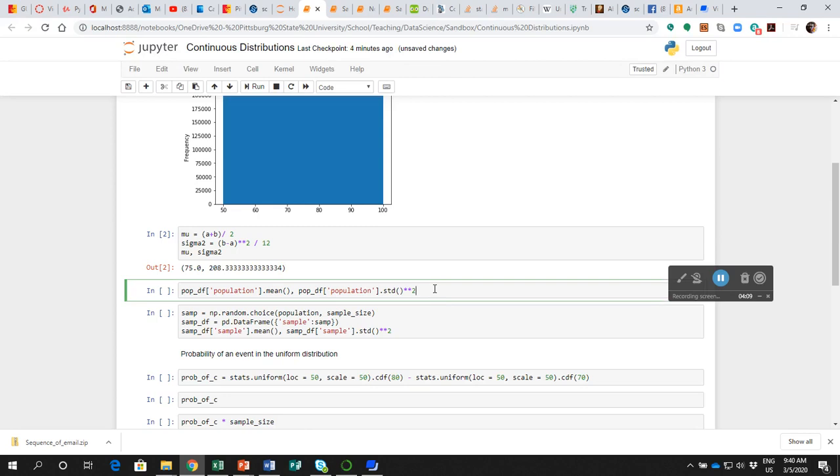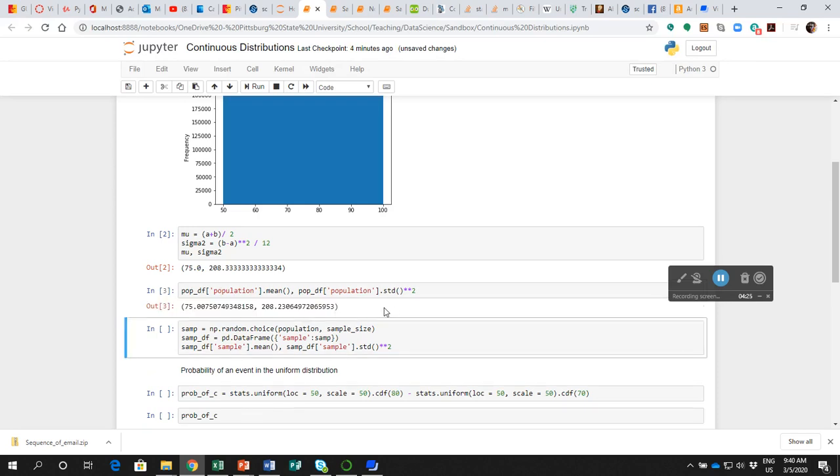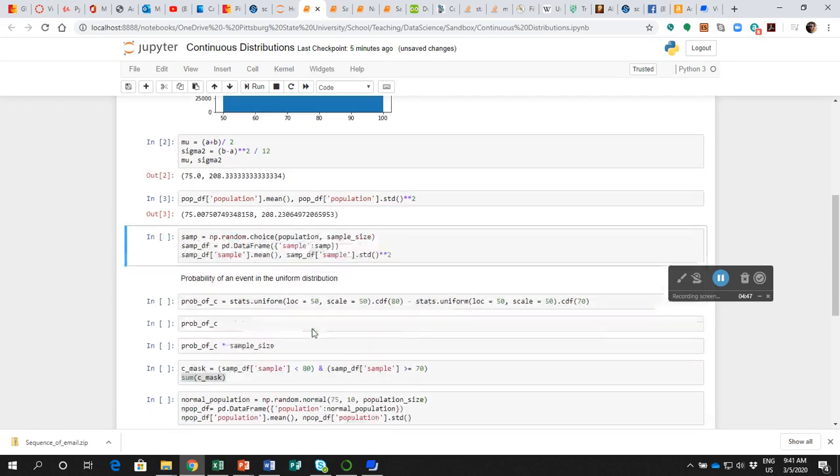In the next, I want to take the actual data and calculate the mean and the variance from it. Okay, so I've got my popdf population dot mean, comma, popdf population standard deviation squared. Shift, enter, and so notice that the mean and the variance of this are almost exactly what the theory predicts. That's because we have a population of 1,000,000.